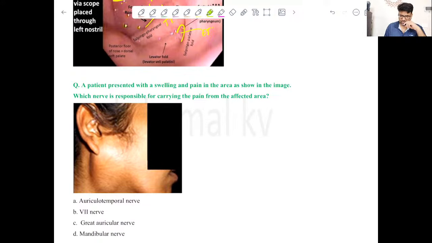A patient has swelling and pain, and you can see the swelling here. This is the area of the swelling. Now, which nerve will carry the pain sensation from this area? To answer such questions, you must know the nerve supply, or the cutaneous nerve supply, of this particular area. So any idea which nerve supplies this particular area?